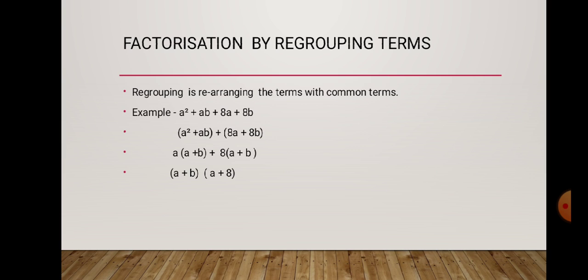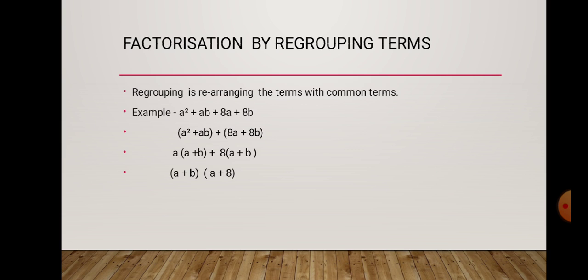Now, factorization by regrouping terms. How will we do it? Regrouping is rearranging the terms with common factors. Here is an example: a square plus ab plus 8a plus 8b. You can see there are four unlike terms. All are unlike terms, but we have to take the common factors.